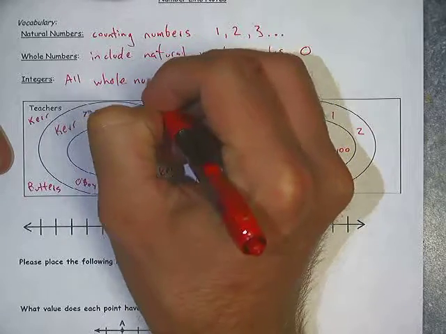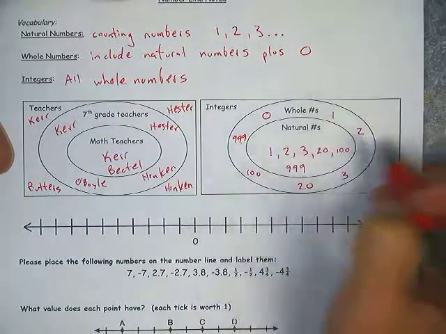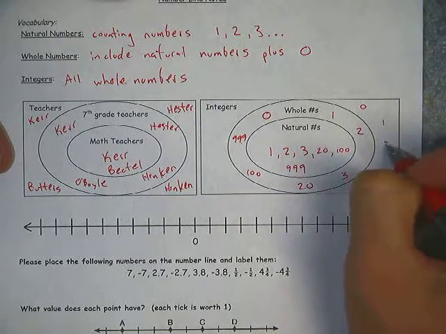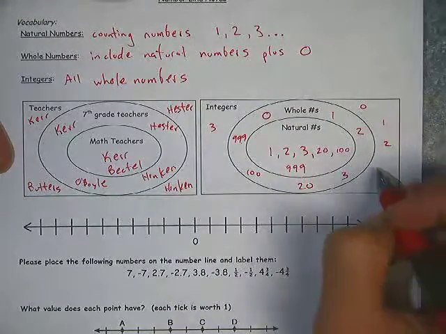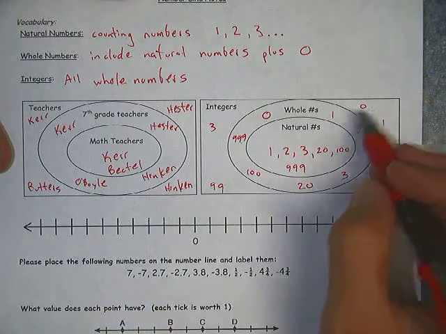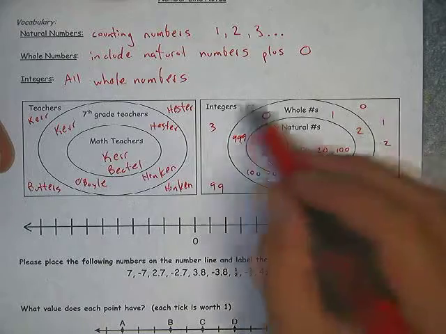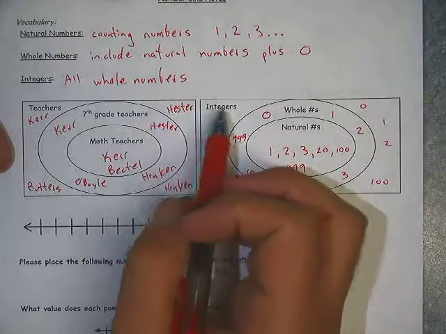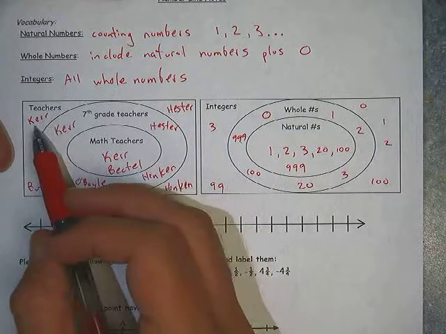All right, and now integers. This includes all our whole numbers. So everything we put in here, we could put out here. 0, 1, 2, 3, 100, 99. So 0, while it's a whole number, it's also an integer because it's in the big box.